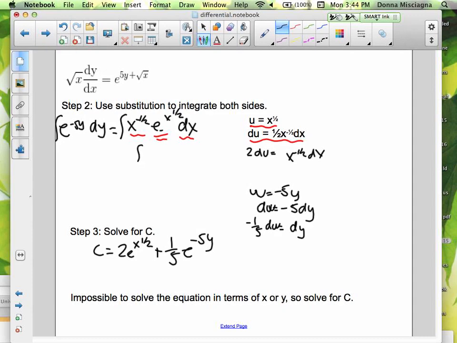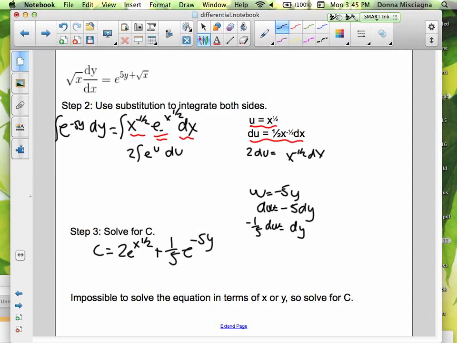So on this side, I've got 2e to the u du. So after we use a substitution, that's a lot nicer and cleaner. And then I've got another u substitution, a little one. So w will be negative 5y, so dw will be negative 5 dy.